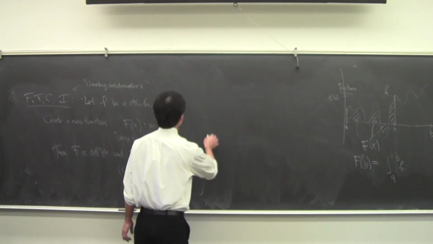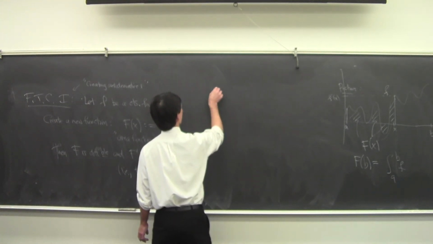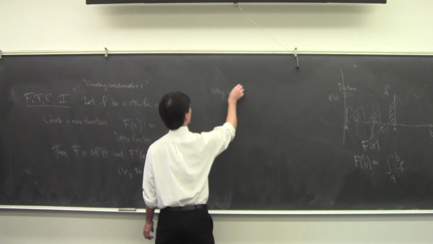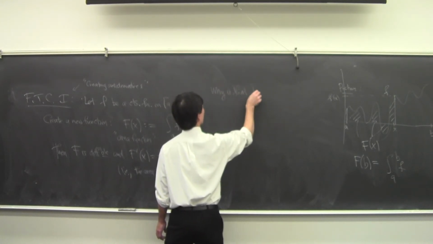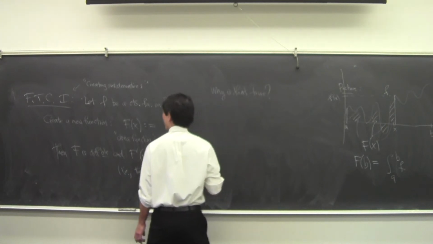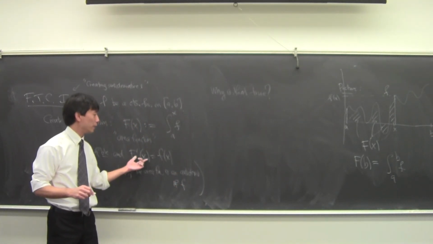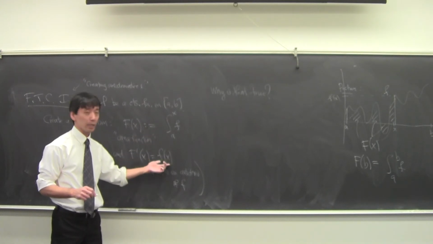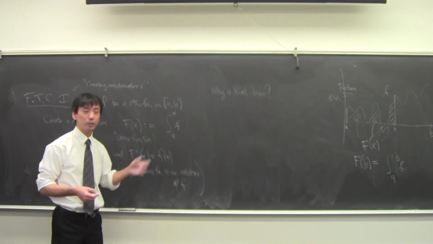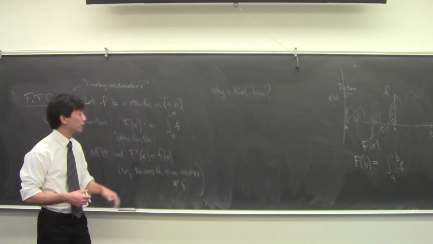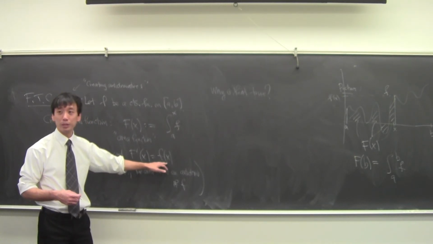Okay, so let's try to think of why that is true. Why is it true that the derivative of the area function is going to be our original function? So let's think.